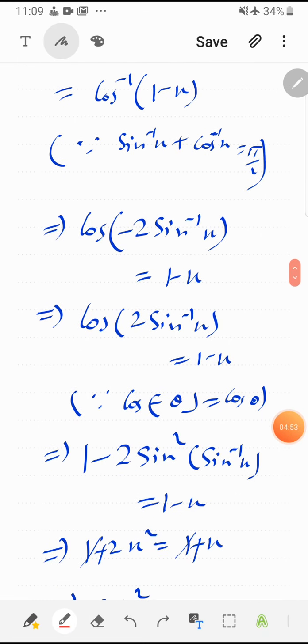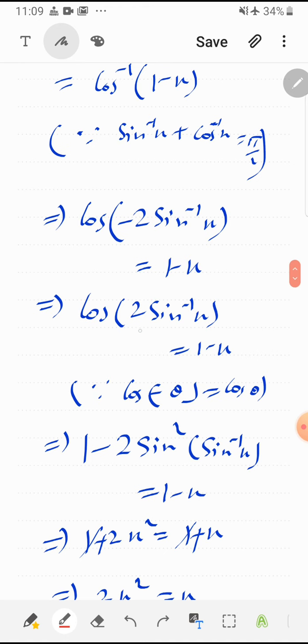Next, this is just theta for me. As we know that cos of minus theta is cos theta, so I can ignore this negative sign in the next step. And now this is the value for cos 2 theta where theta is sin inverse x. So I am applying the cos 2 theta formula, 1 minus 2 sin square theta. Now sin square of sin inverse x is x square.